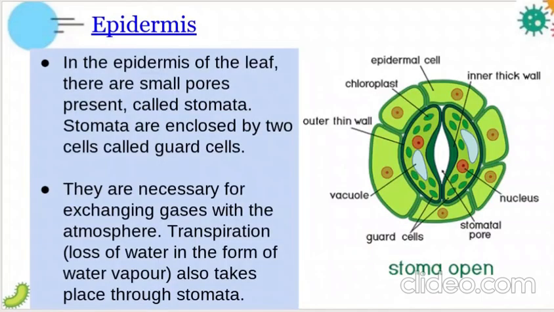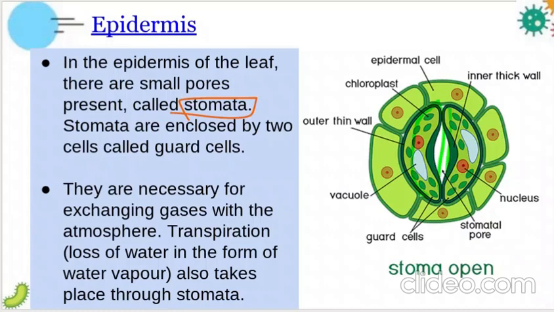Now, in the epidermis of the leaf, there are small pores present, which are known as stomata. Now, in the epidermis part of the leaf, they have stomata present. Now, these stomata are enclosed by two kidney-shaped cells that are nothing but guard cells. Can you see over here?